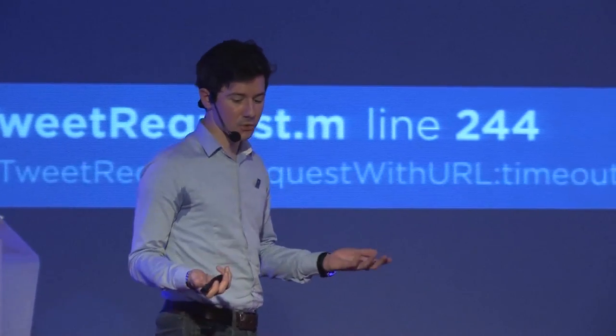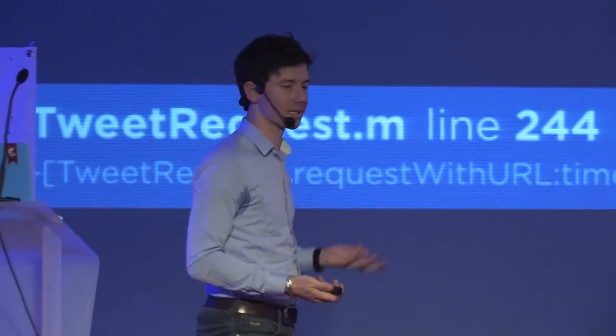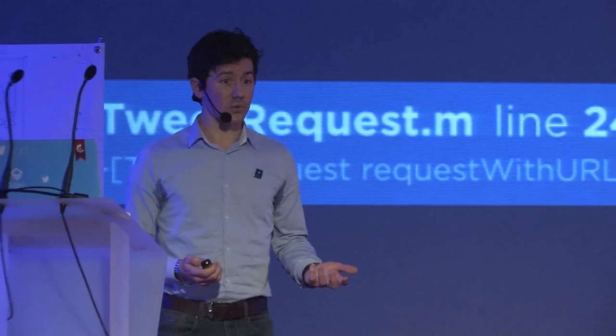Wouldn't it be great if instead, as a developer, I would see the file name, the line number where the issue happened, but also the full method and the params, because maybe it's an API request that's failing in some way, and the version of your app, so you can see when you introduced the issue.